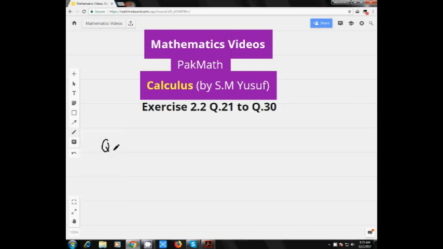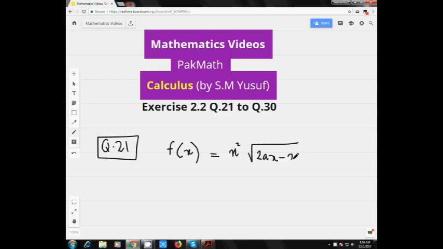Question number 21 is f of x is equal to x square times square root of 2ax minus x square. And from question number 21 to question number 32 you have to find the derivative of f of x, that is f prime of x. So we will differentiate both sides with respect to x.